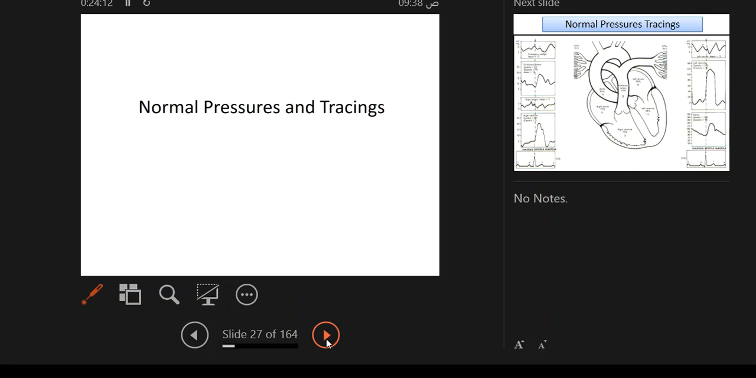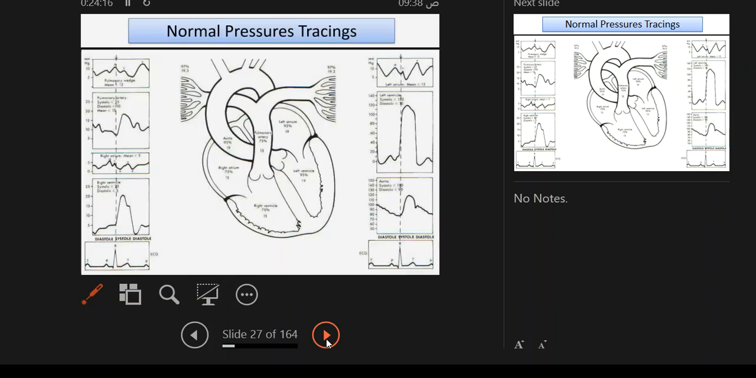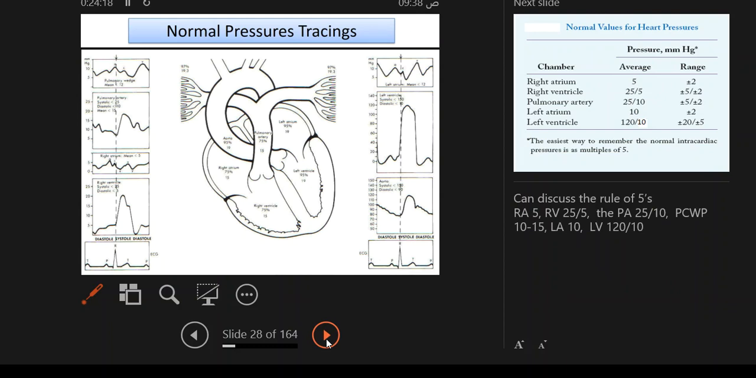What are the normal pressures and tracings that you face? When we used to do a cath a long time ago for diagnosis, we used to have a drawing like this with the different diseases. So a Fallot will have a drawing like this with the stenosis in the subpulmonary area and maybe the valve.